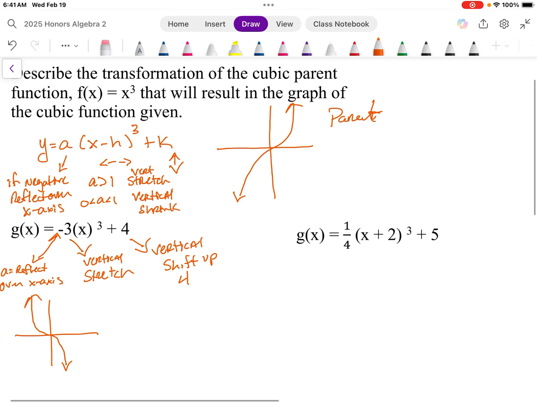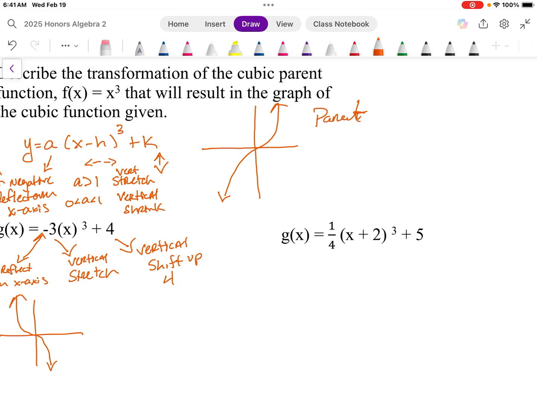All right, next problem here. I see the 1/4, the 2 inside, and the 5 at the back. So again, here my A is technically between 0 and 1. And so that tells me I have a vertical shrink or compression. That's the other word you can see used there.